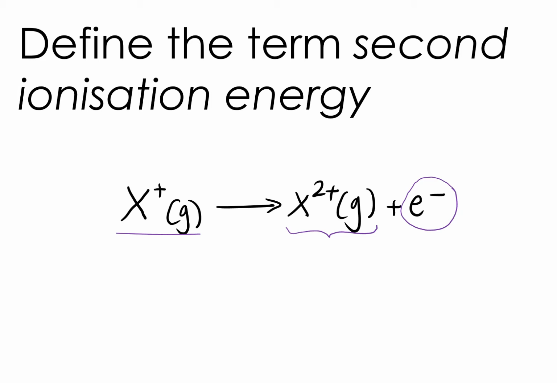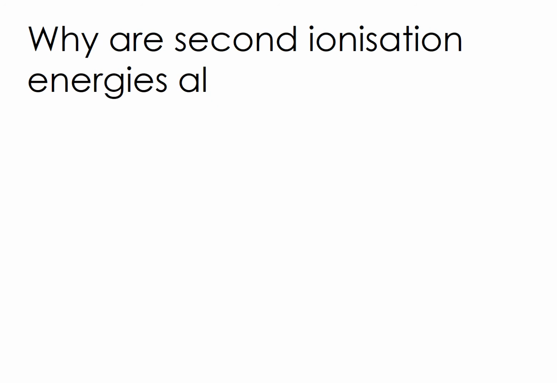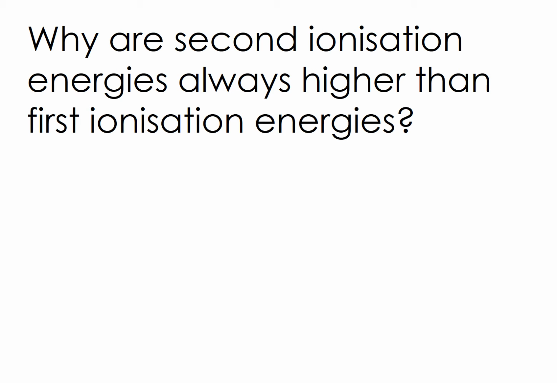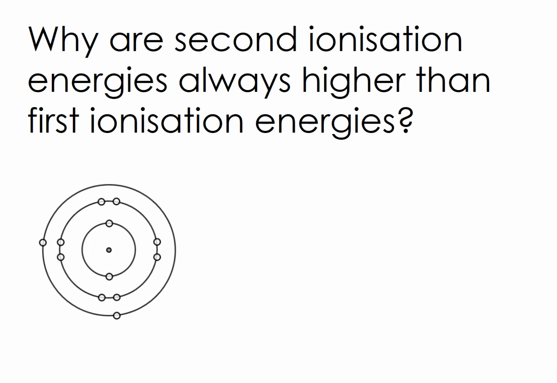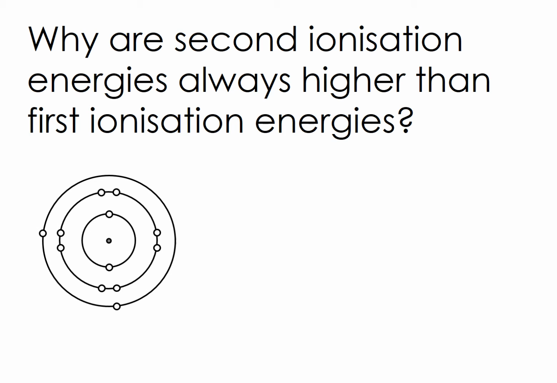The first feature about second ionisation energy is that it is always higher than the first ionisation energy for a particular atom. So let's consider why that is the case. Let's look at magnesium as an example. So here is an example of a magnesium atom, Mg. Its electron arrangement is 2,8,2 because there are 12 electrons in total. And here there's the nucleus with 12 protons in that nucleus.